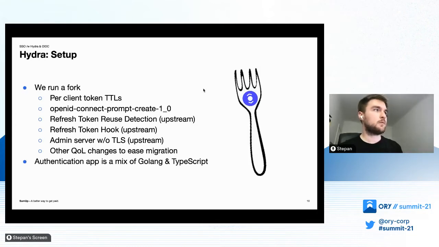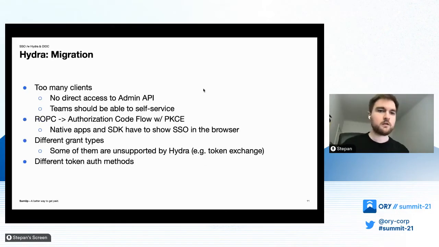The authentication app we run, the consent app in terms of Ory Hydra, is a mix of Golang and TypeScript, and we run a Next.js frontend. The migration to Hydra was kind of tough because we have too many clients and we don't want to provide them direct access to the admin API for self-service creation of clients, and there is still no public endpoint for dynamic client registration. So we had to do something about this because we don't want to provide access, and at the same time we want teams to be able to self-service.